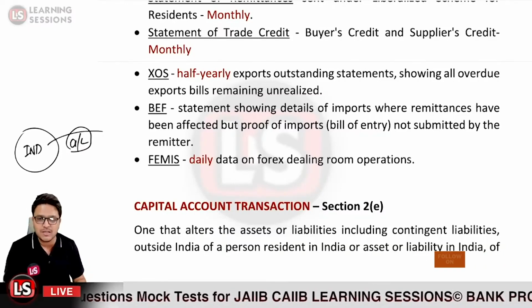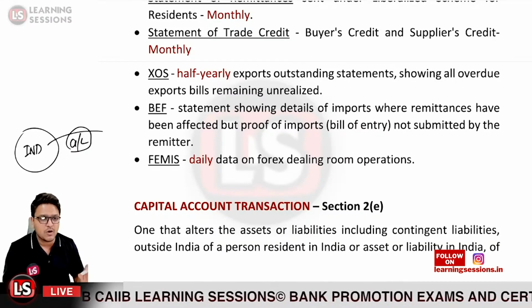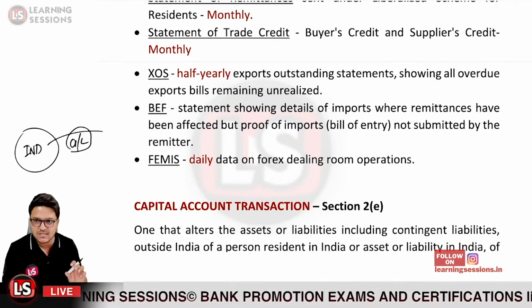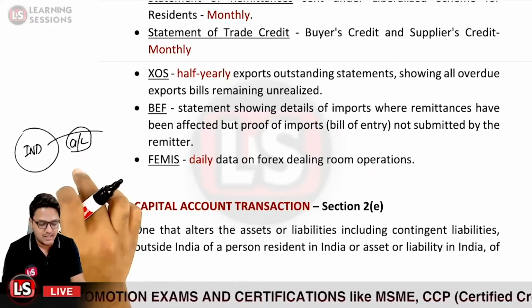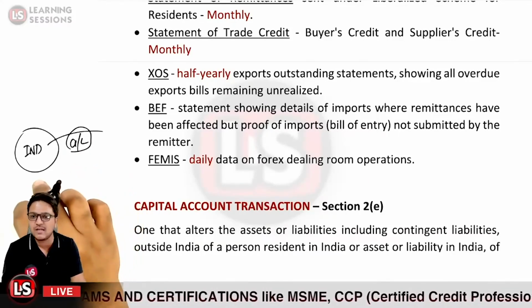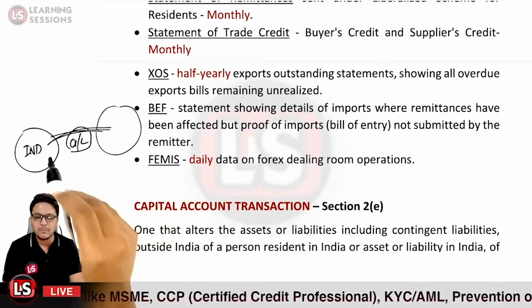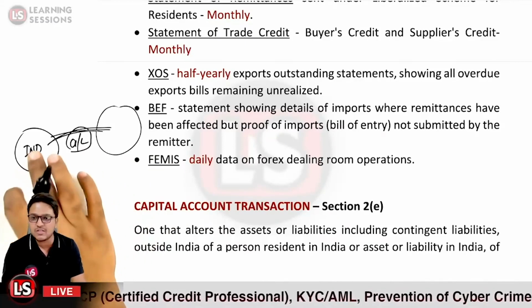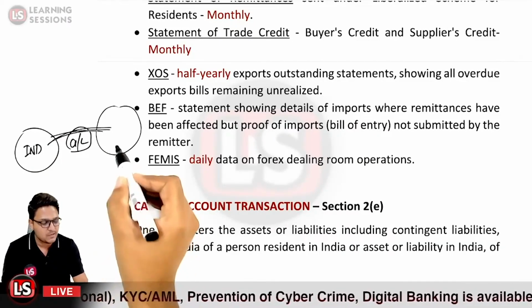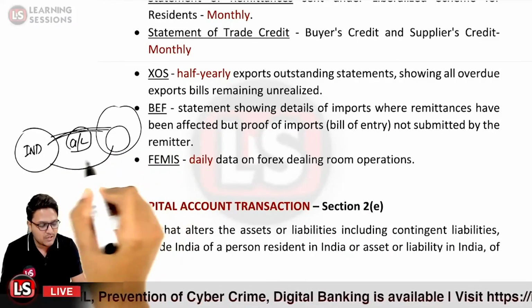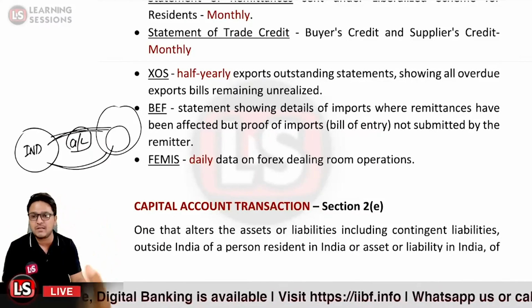So one transaction alters the assets and liabilities outside India of a person. That is the first case we are considering right now: a transaction that can alter the assets and liabilities, including the contingent liability, outside India, of a person who is resident here in India. If a transaction alters the capital position of the transaction holder over there, that is a capital transaction, and also vice versa. If a person who is resident outside India makes a transaction altering the position of assets or liabilities in India, that is also a capital account transaction.